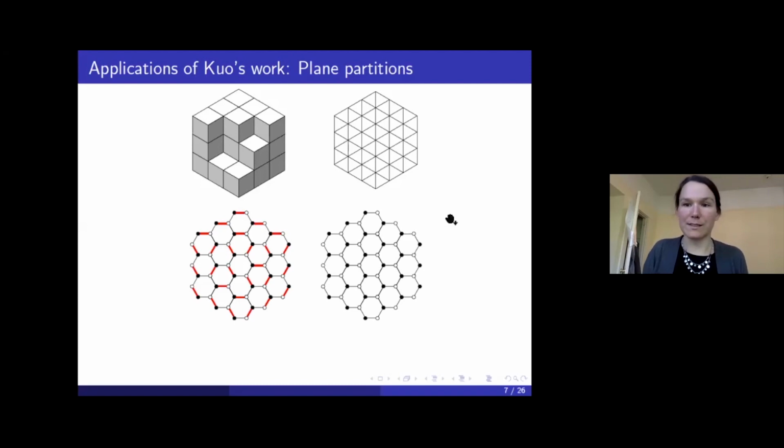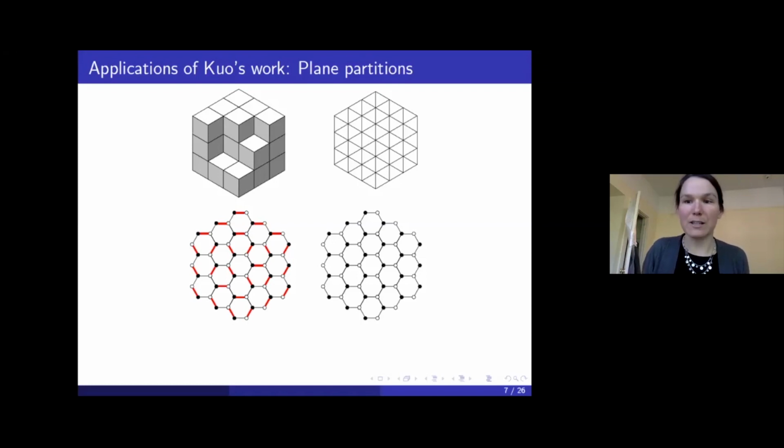Kuo uses his graphical condensation technique to prove a recurrence about the q-count for plane partitions. And then after he proves that recurrence, he uses induction to give an alternate proof of MacMahon's formula. So that's just an example of an application of Kuo's work.